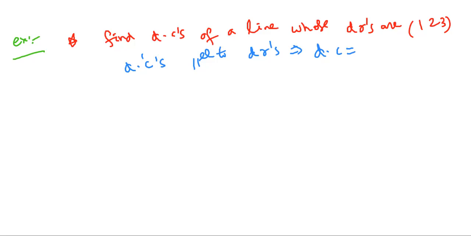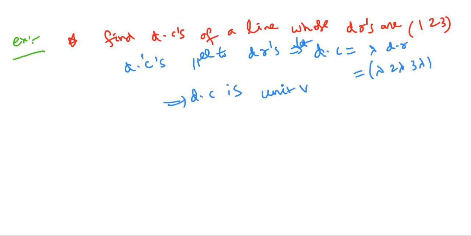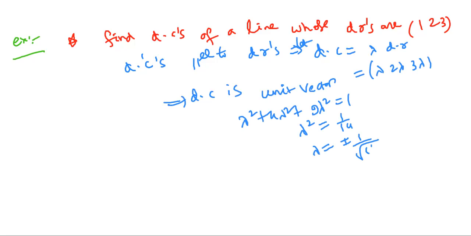So let us assume DC as lambda into DR. That is lambda, 2 lambda, 3 lambda. But DC is a unit vector. Direction cosines form a unit vector. So you know that this square plus this square plus this square should be 1, that is 14 lambda square. So lambda square is 1 by 14, lambda is plus minus 1 by root 14. Therefore, this will be 1 by root 14, 2 by root 14, 3 by root 14.